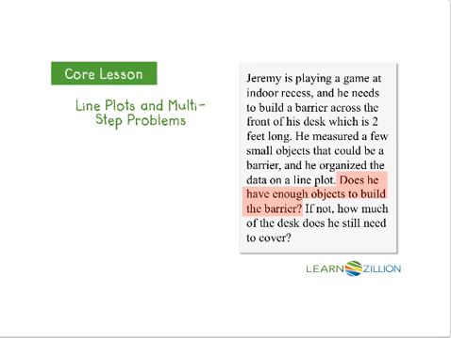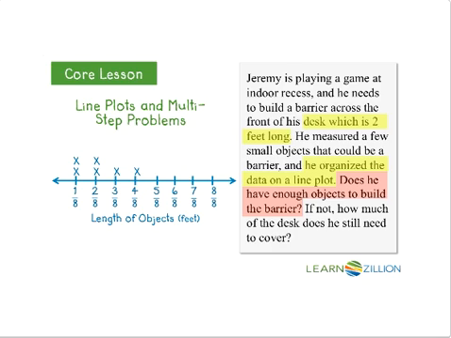We know that we're trying to find out if Jeremy has enough objects to create a barrier for his indoor recess game. We know that Jeremy's desk is 2 feet long and that he created a line plot to help him organize the lengths of the objects he's gathered so far. Organizing the information in this way will be helpful as we solve this problem. We are also looking to see if Jeremy does not have enough of the desk barricaded, how much of the desk does he still have left to cover?